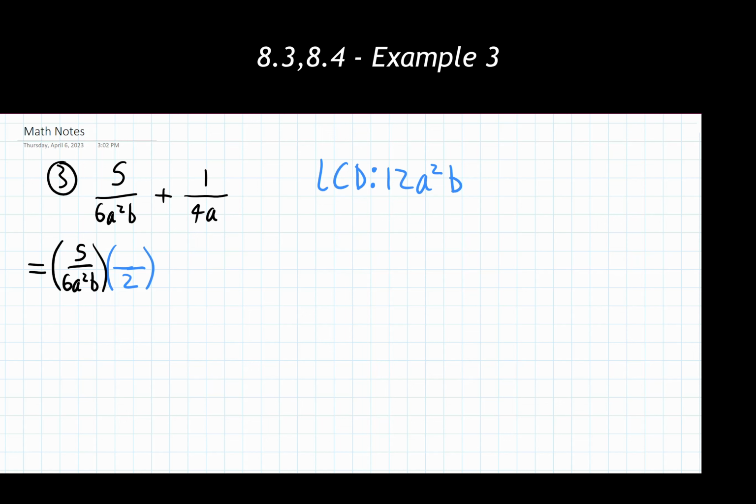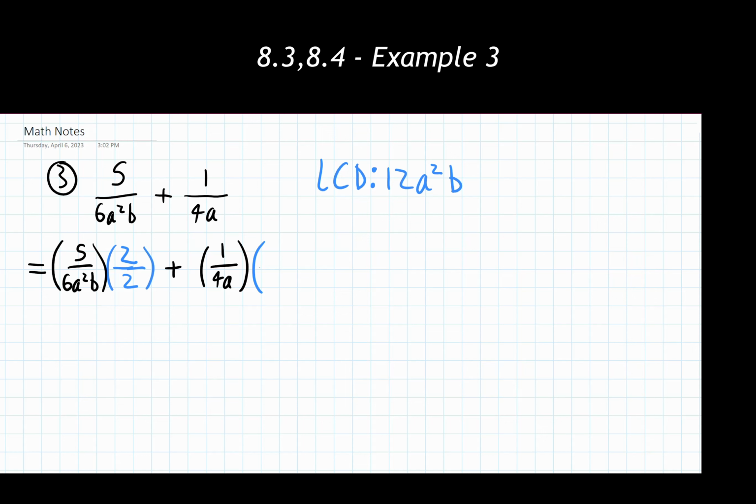Now to create an equivalent rational expression, if I'm going to multiply the denominator by 2, I need to also multiply the numerator by 2 as well. I'm required to do this because if I don't, then I have fundamentally created a brand new rational expression, and I have fundamentally altered the very nature of the problem that I am working with. We don't want that.